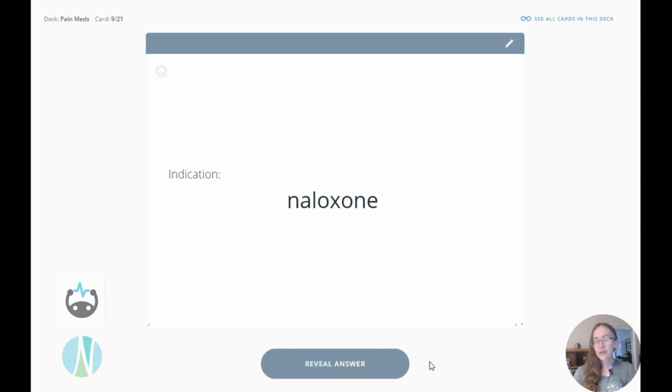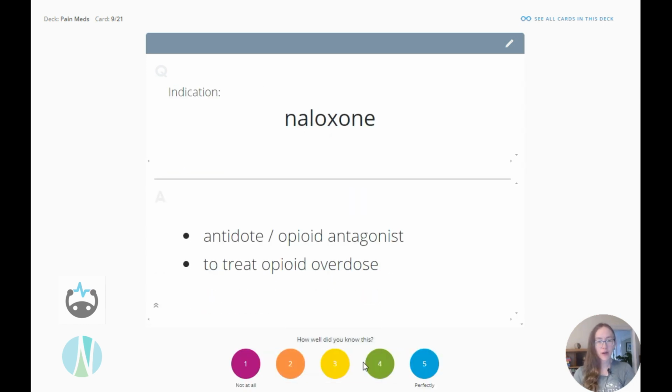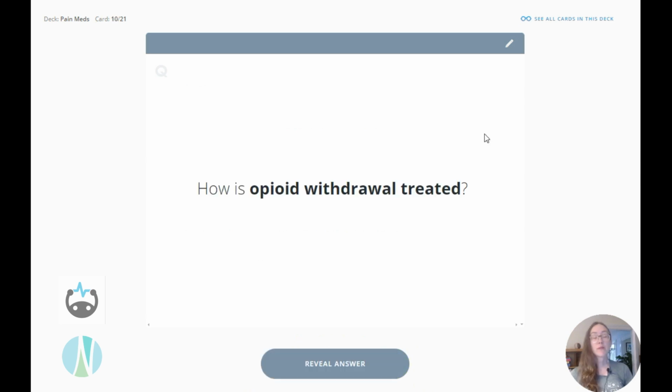And what's naloxone for? So you definitely need to know that one. That's the antidote to too many opioids. It's an opioid antagonist, and it treats that opioid overdose. Well, some of these patients are getting addicted to opioids and they want to get off of them, but they're going through withdrawal. So how do we actually treat that?